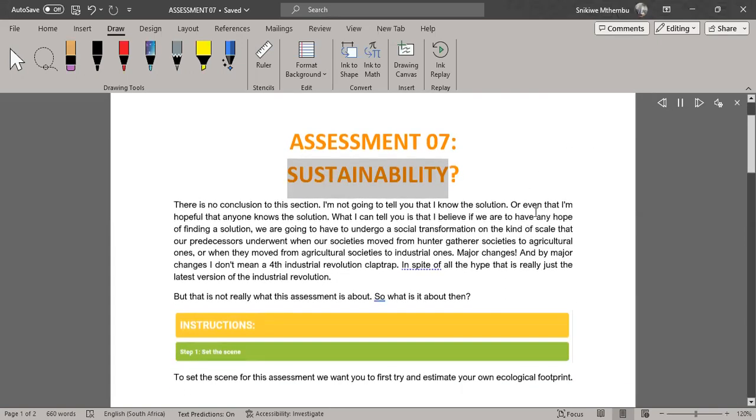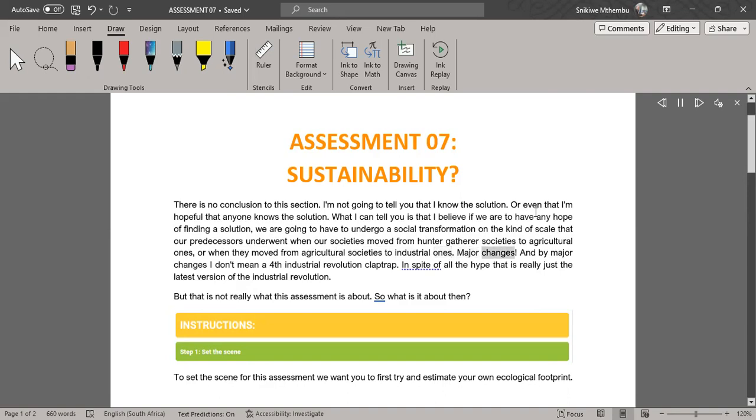Sustainability. There is no conclusion to this section. I'm not going to tell you that I know the solution, or even that I'm hopeful that anyone knows the solution. What I can tell you is that I believe if we are to have any hope of finding a solution, we are going to have to undergo a social transformation on the kind of scale that our predecessors underwent when our societies moved from hunter-gatherer societies to agricultural ones, or when they moved from agricultural societies to industrial ones.